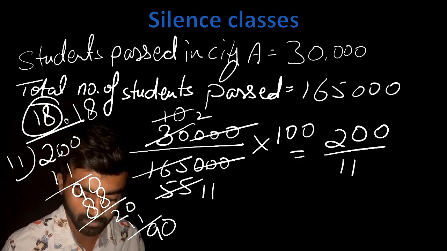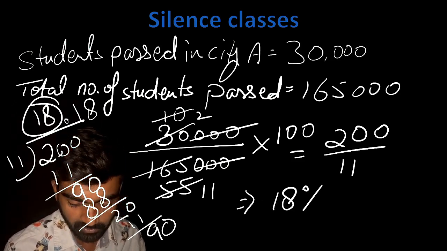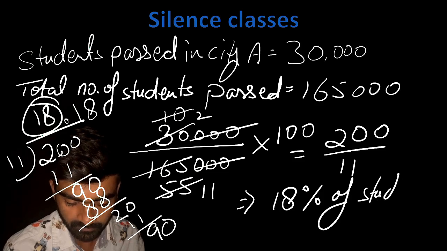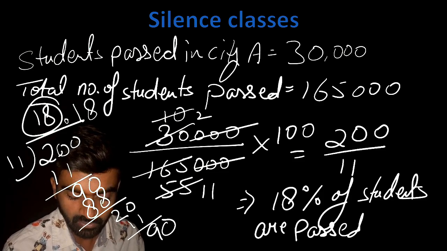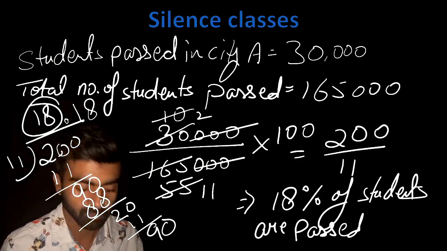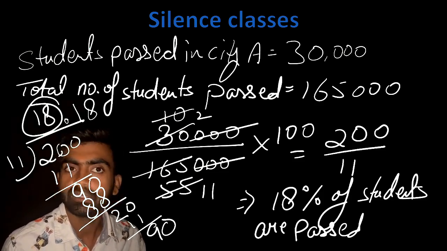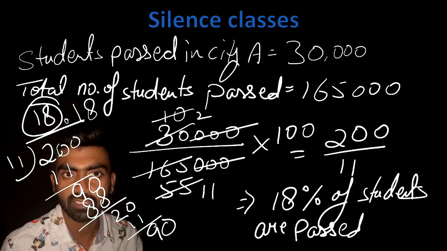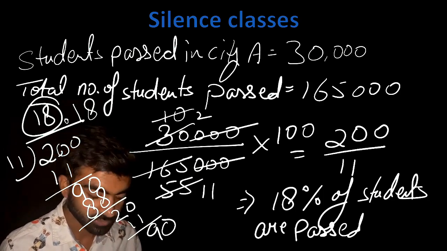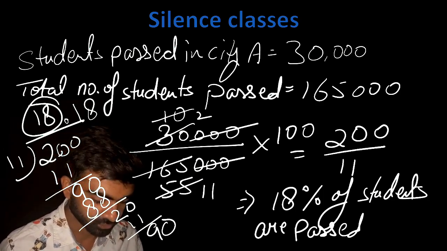Okay, so 18% of students passed. Because it has been asked approximately, you will not get the exact answer. Like this you have to solve this question. The question is very interesting. Okay, so now let's move to the next question.